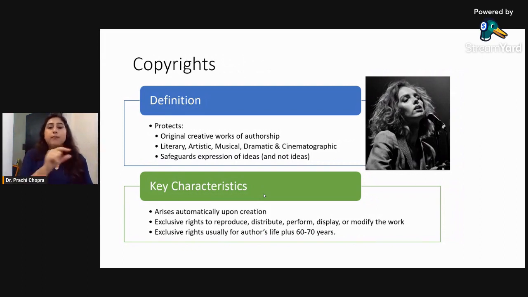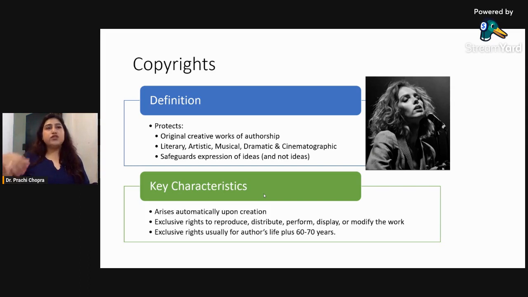So the same type of work, maybe just tweaked around, you can write it in a different language and say we are expressing it in a different way. So that's why it provides a little lesser protection, but yes, it safeguards the expression of ideas and not the ideas. So creative works of authorship can be protected by copyrights, and it arises automatically upon creation.